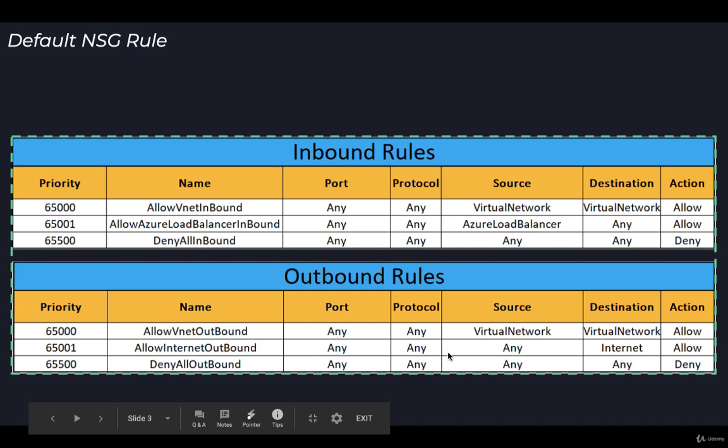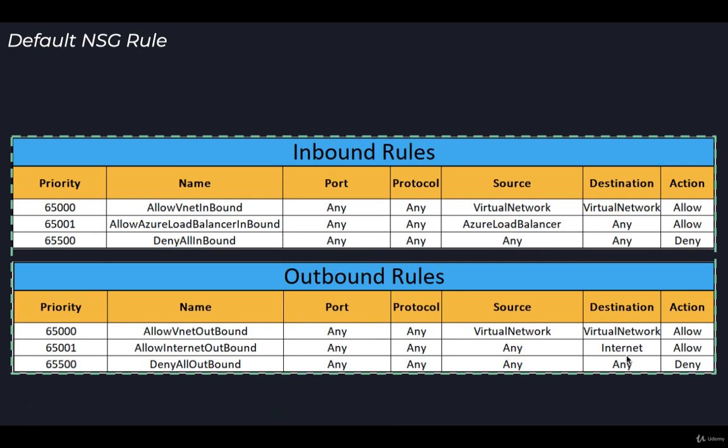So if you want to deny traffic for the internet within this rule, make sure that you have planned accordingly, because there will be a number of virtual machines which will be installing updates from the Microsoft website and so on. Then you have Deny Outbound, that any other traffic is denied. So these are the default rules which are created when you create the network security group.